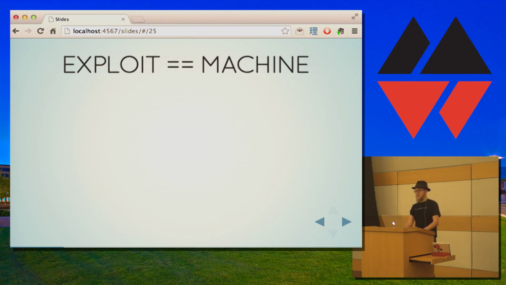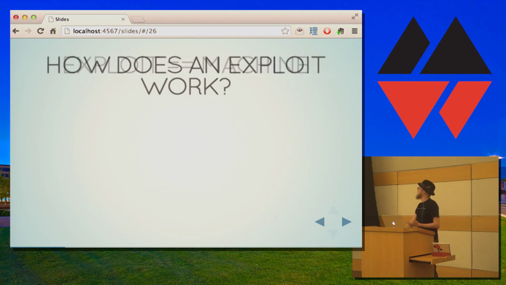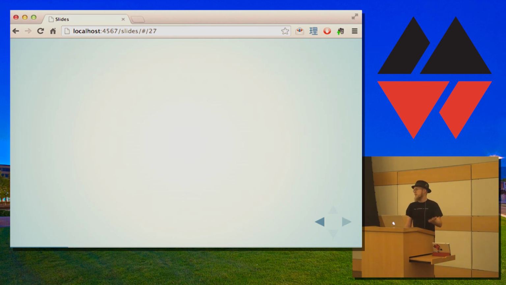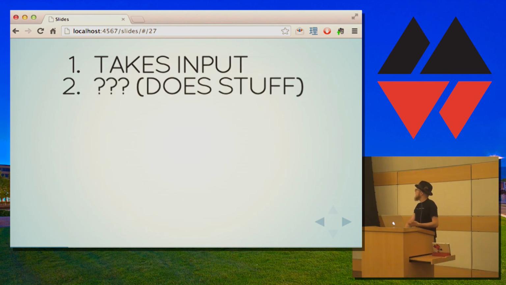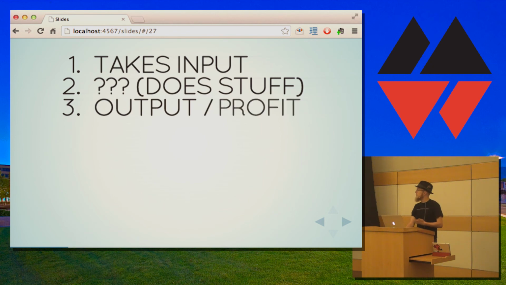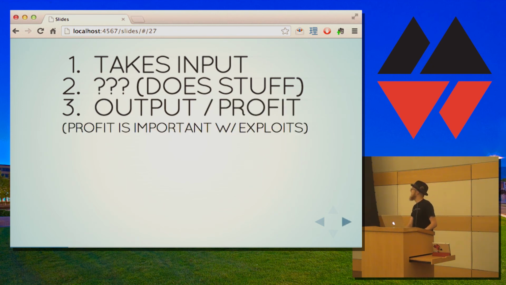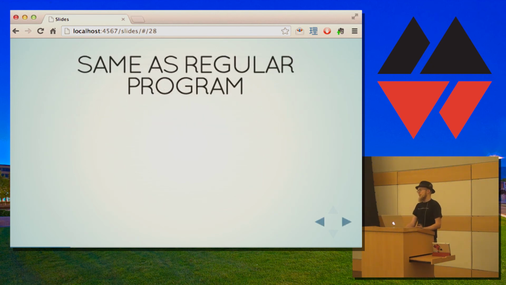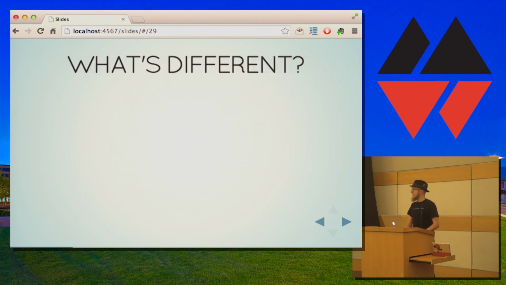So exploits, they're not tricks. Exploits are machines. And what do I mean by a machine? Well, they're a computational machine. So they do the same things that any computational machine does. They take input, they do things with that input, and then they produce output, and maybe profit. So it's basically the same as any regular program. When you're making a Rails app, you want to take input, do stuff with it, and produce output, and then make money. It's great. And that's the same thing that people trying to use exploits are doing.